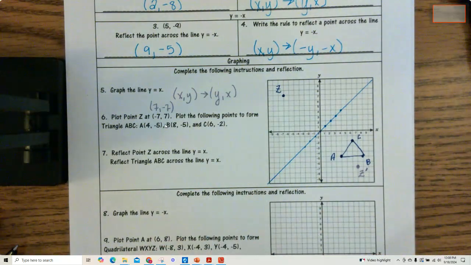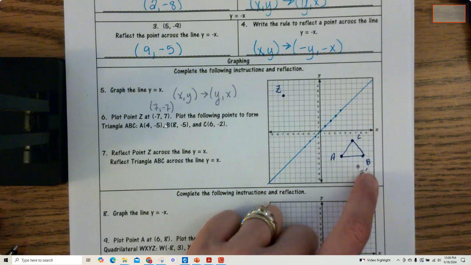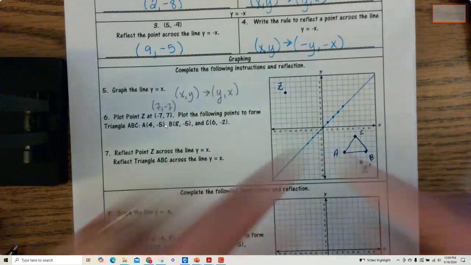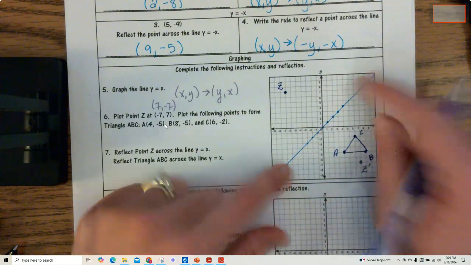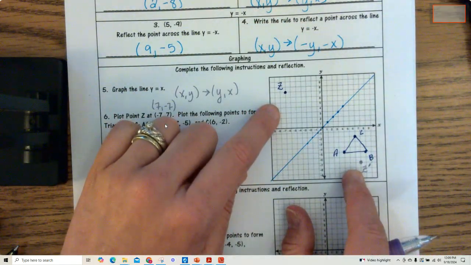So remember, when you do the image, when you do the transformation, it gets that little apostrophe, and that apostrophe says prime. And so if we cut this out and folded it on this line, folded it over, those 2 points would line up perfectly.